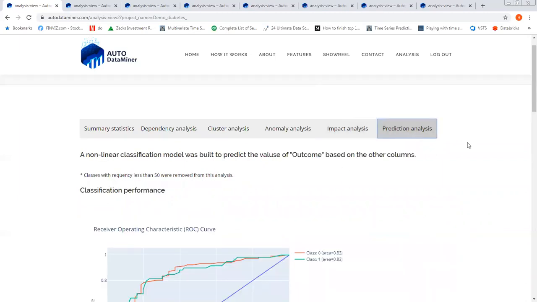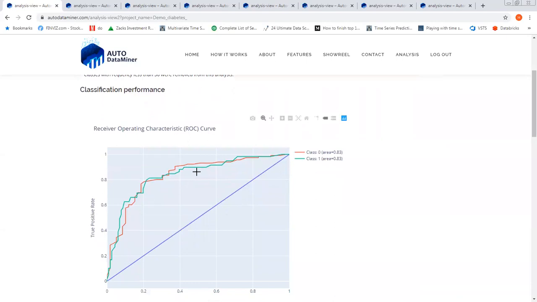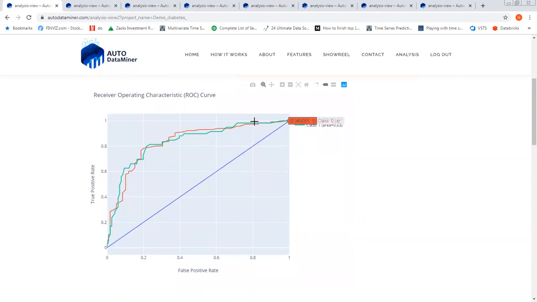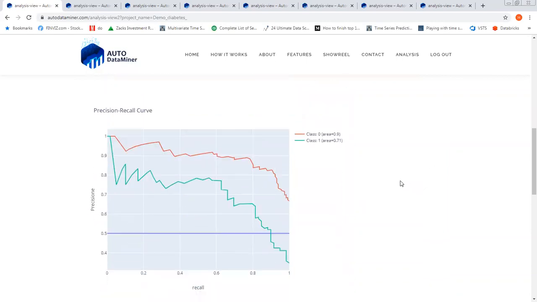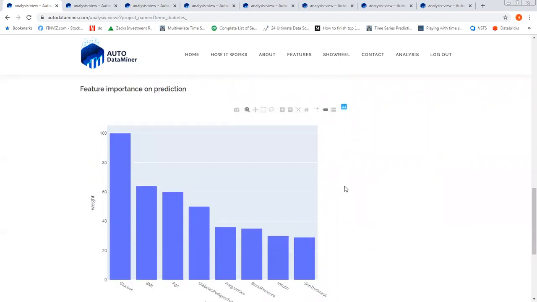The last one is called prediction analysis. In the prediction analysis, we try to predict the outcome, which is diabetes, yes or no, with other variables. This is a classification problem. This is the ROC curve. If you're a data scientist or data analyst, you definitely understand this. And this is the precision recall curve as well. And this is the visualization of the features.